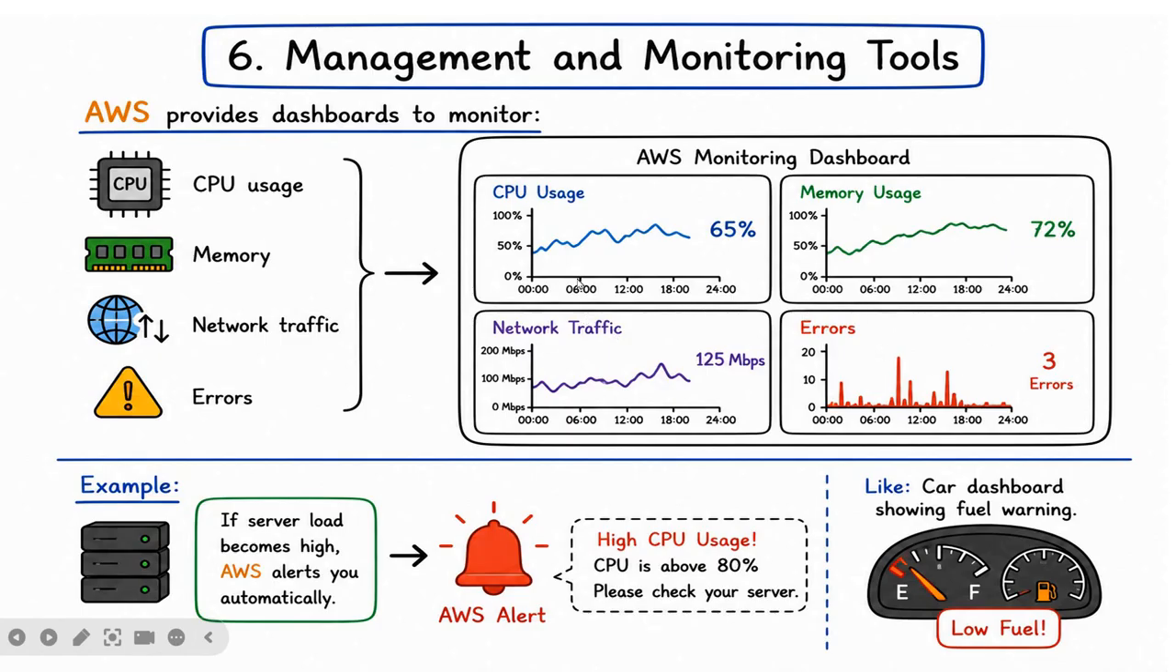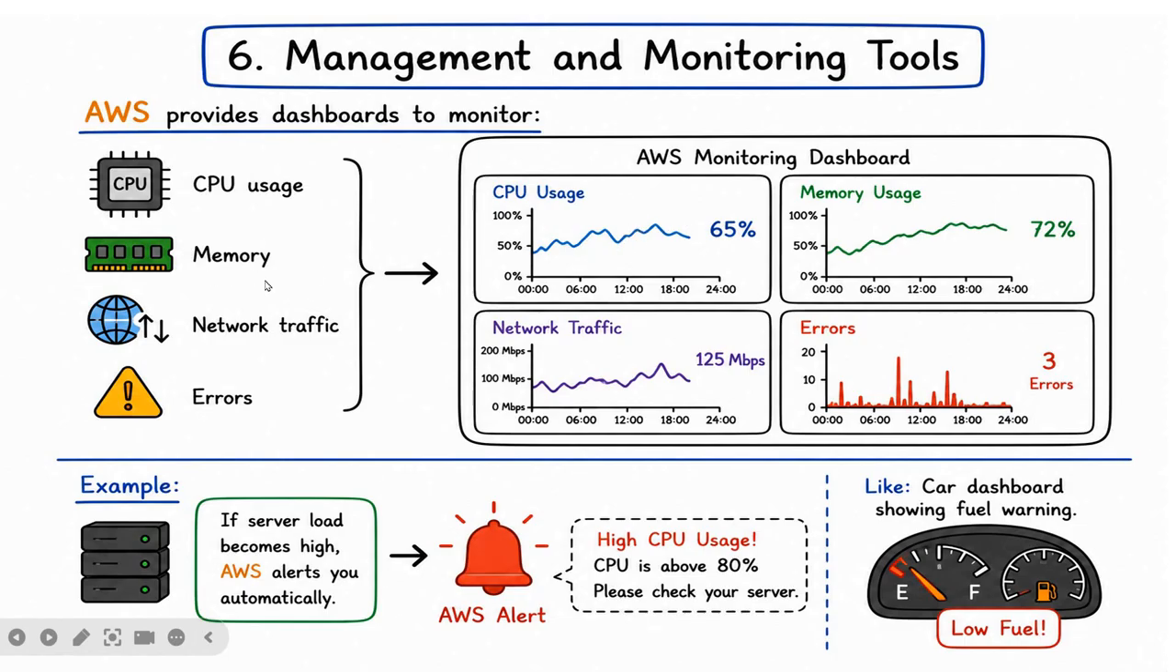continuously track cloud resources. They help administrators know whether the server is working properly or not, whether the traffic is very high, whether errors are occurring, or whether the resources are overloaded. Okay, then AWS provides these dashboards to monitor it. So it will provide dashboards to monitor the CPU usage, that is the central processing unit, which is the brain of the server. And here the CPU usage shows how much processing power is being used.